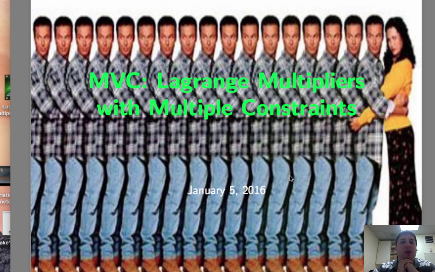Okay, so we've been dealing with Lagrange multipliers, so we've had only a single constraint. In real life, you're usually not going to have just one constraint, you're going to have many. So the topic of this video is Lagrange multipliers with multiple constraints.